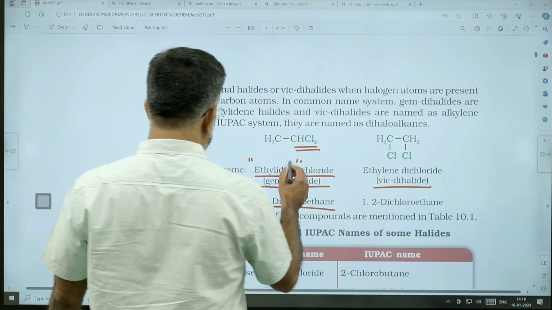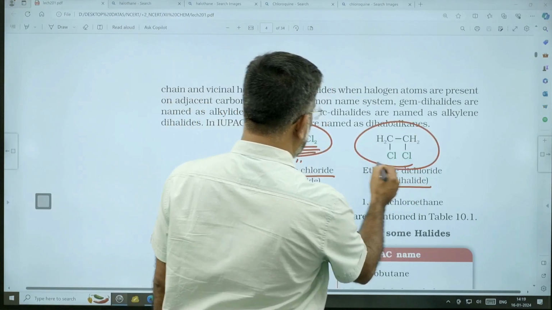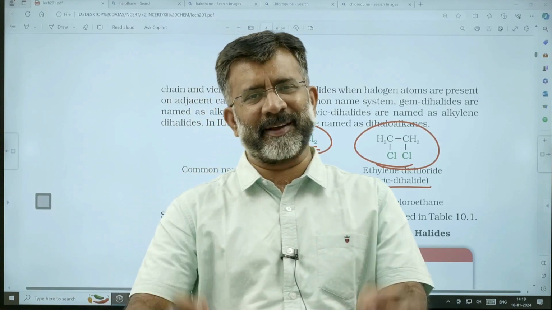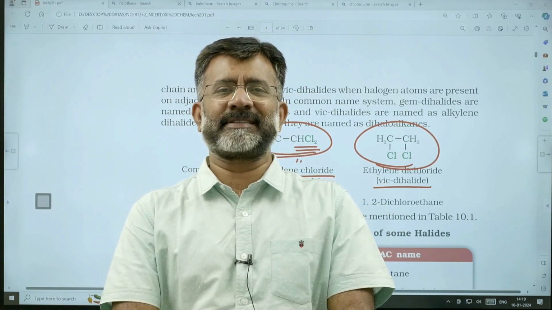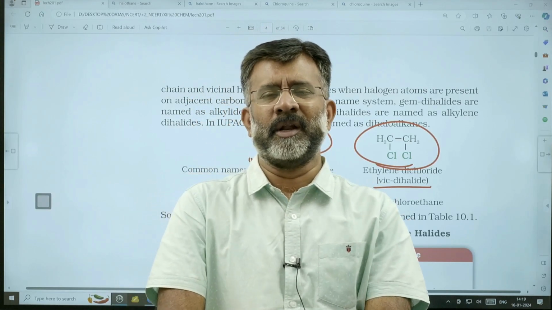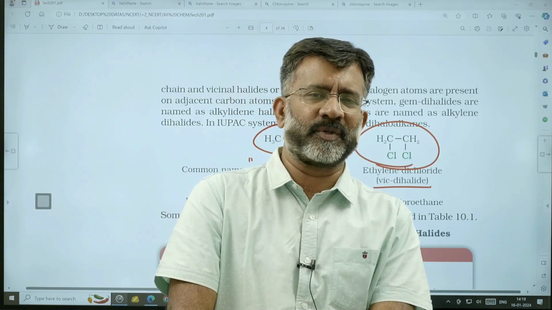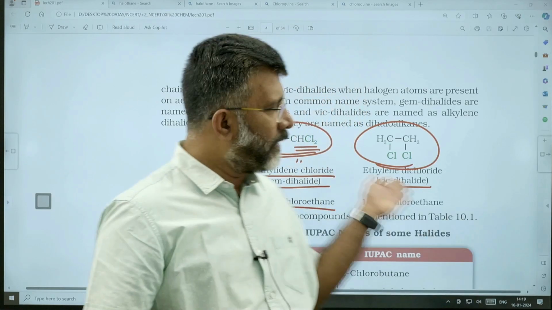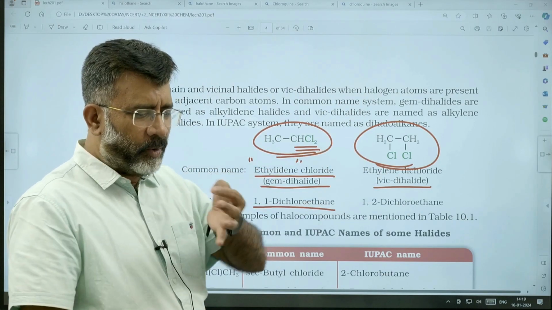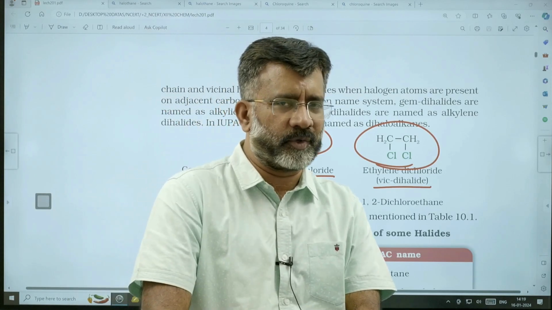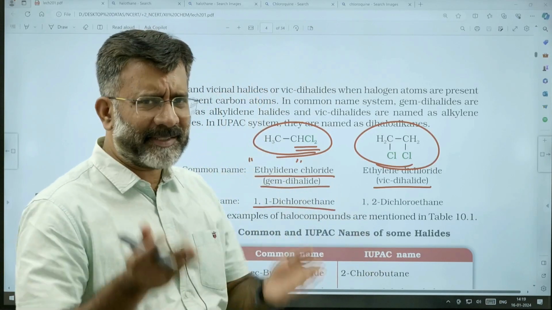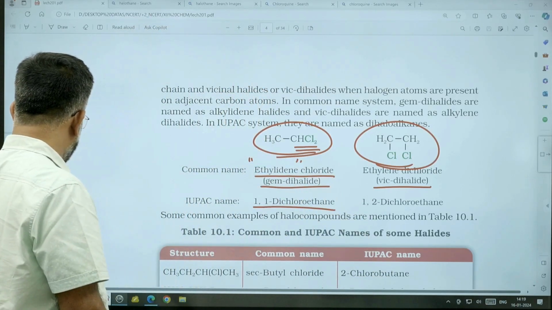Try to establish a simple chemical test with which you can distinguish the two molecules. I am just putting a question in front of you. Try to establish a simple chemical test to distinguish between geminal and vicinal dichloride, especially gem dichloride, ethylidene chloride and ethylene dichloride. What simple test can you provide to distinguish these two molecules? Think about it.